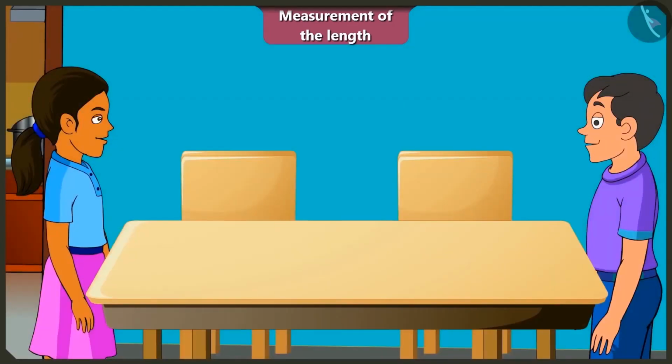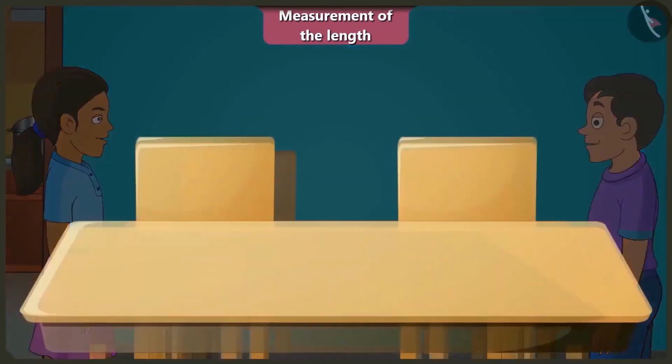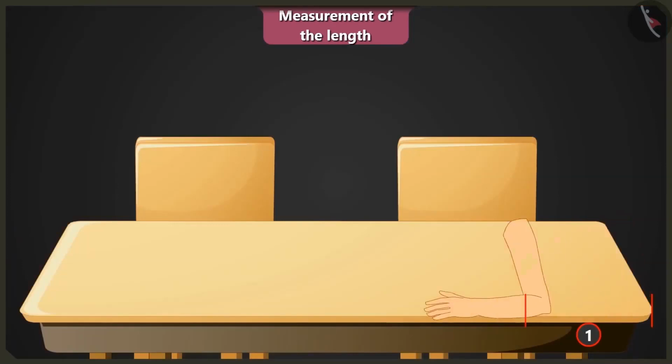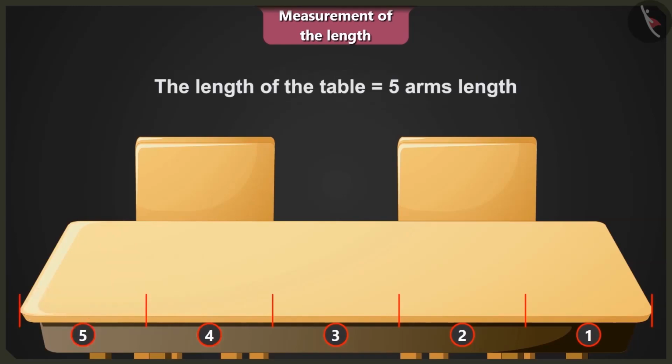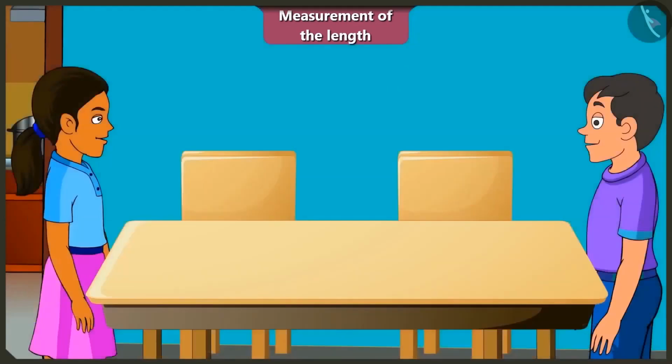Yes, okay. Now I have understood. I will measure it again. It would be 1, 2, 3, 4 and 5. The length of this table is 5 arm length. Yes, now the answer is correct. Thank you, Mintu.